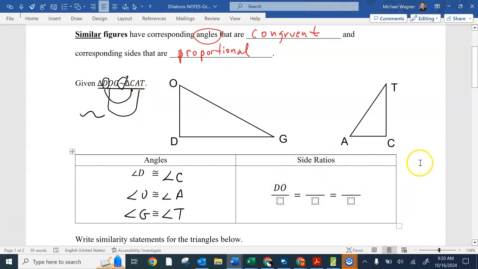Now, what does the side ratio mean? It means that the length of DO, whatever that is, and by the way, what that means is DO should have a line over it like that, is going to correspond to a side over here. How do we figure that out? Well, again, we can use the order over here. So DO are the first 2 letters, and CA are the first 2 letters. So that means DO goes with CA.